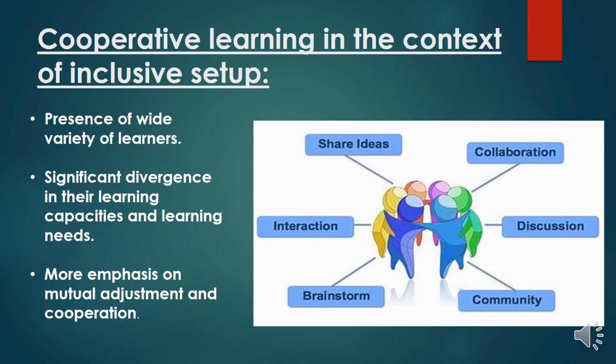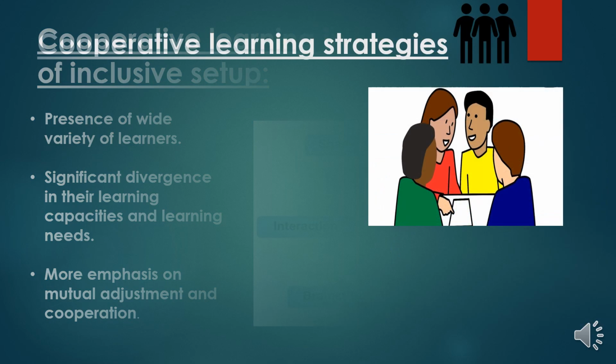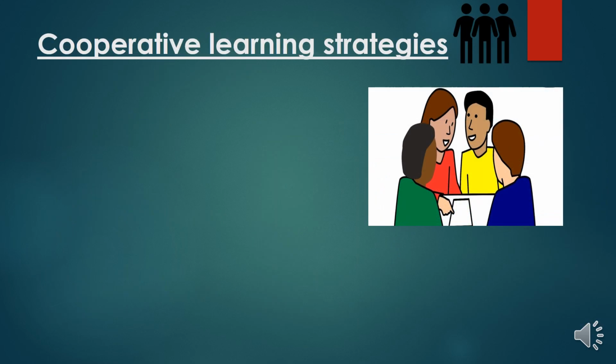With a given task, they are also able to brainstorm and discuss among themselves on the given task or a particular activity. Cooperative learning emphasizes mutual adjustment and cooperation also, and it helps in building a good community among themselves. There are different cooperative learning strategies that can be implemented in the classroom.